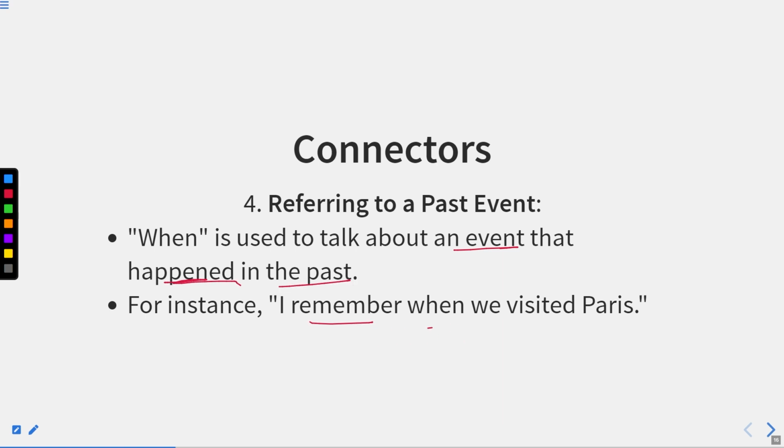Now, referring to a past event, when is used to talk about an event that happened in the past. I remember when we visited Paris. It means there is someone who is feeling nostalgia and is showing that he remembers. He remembers when we visited Paris. It means the speaker is saying that I remember. It means he remembers that when they visited Paris. It means a trip that they went to Paris.